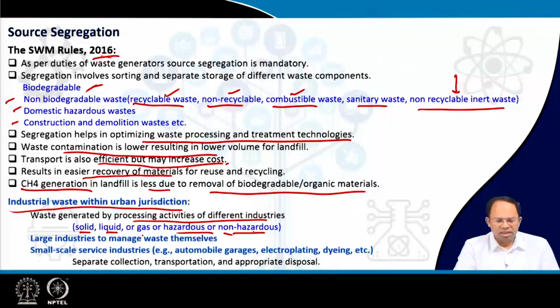So large industries manage the waste themselves, whereas for small scale industries, this is where the ULB has a role to play. For example, garages, electroplating industries, dyeing industries, like coloring, where you can paint and all, they generate a lot of waste, but these are all within the urban area, even within residential areas as well, right? So the municipality can design separate collection, transportation and disposal options for this kind of industrial waste that is generated in urban areas.